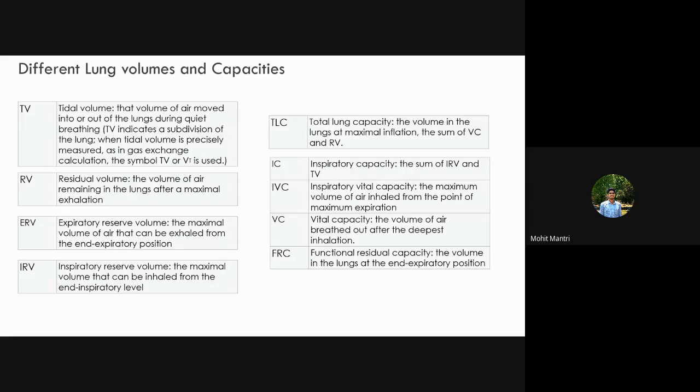So expiratory position is the normal expiration. Yes, so functional residual capacity is more than the RV. I think FRC is equal to RV plus the expiratory reserve volume. Yes, you are right, RV plus ERV. So the difference is that in the functional residual capacity we are considering normal breathing, but in residual volume we are considering the forceful expiration.